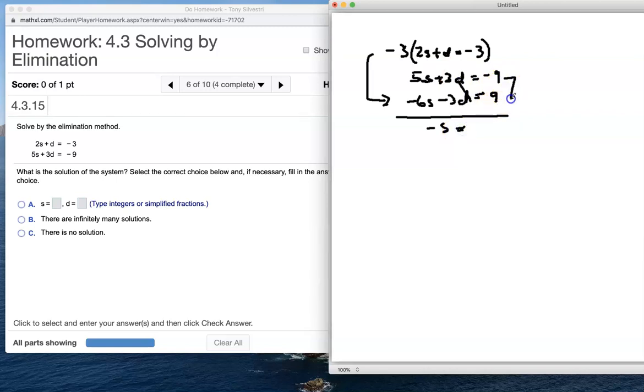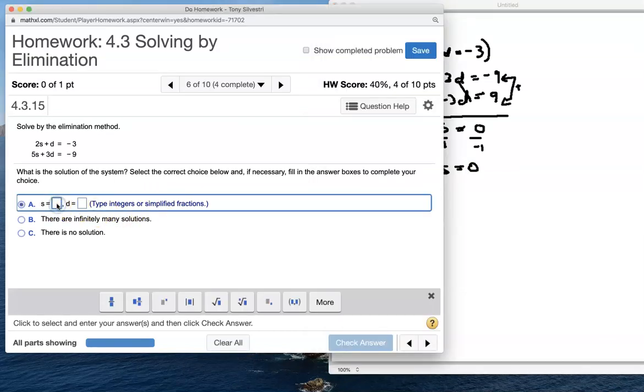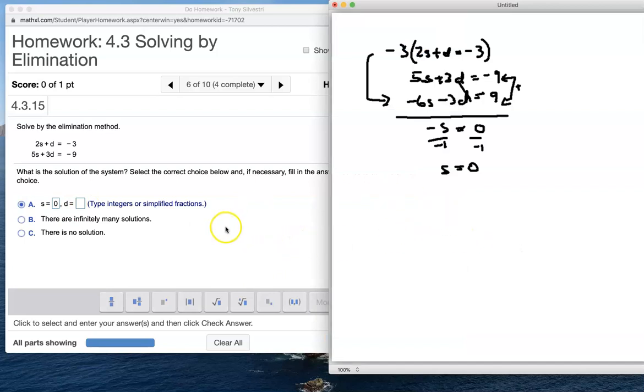plus, adding these equations, negative 9 plus 9 is 0. Don't be afraid of 0. That's a number too. And if I divide both sides by negative 1, I get s equals 0. Okay, now let's see. S is 0. I'll put that in there before I forget. So we have an answer. It's not a weirdo problem because we still had a variable.